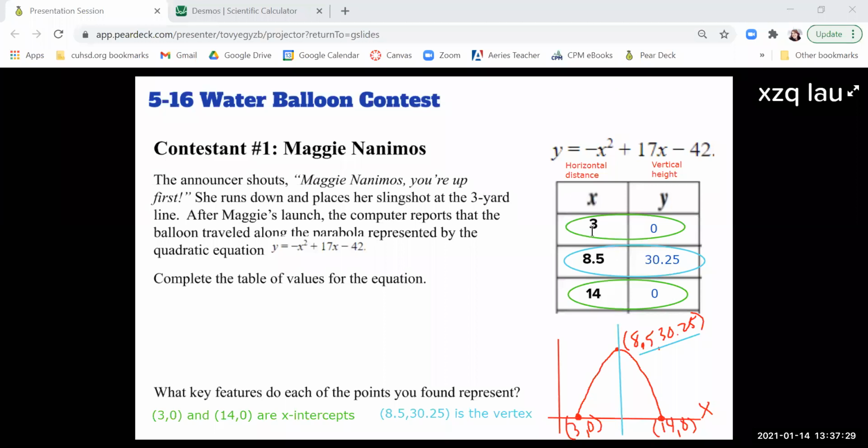So just to keep in mind, when you're looking for x-intercepts, you're always looking for those points where y is equal to 0. That's a really important detail to be looking for, okay? And with the parabola, the vertex will be exactly halfway between the two x-intercepts. So the exact halfway mark between 3 and 14 happens to be at 8.5. And that's how we know that's precisely halfway and would represent the vertex.